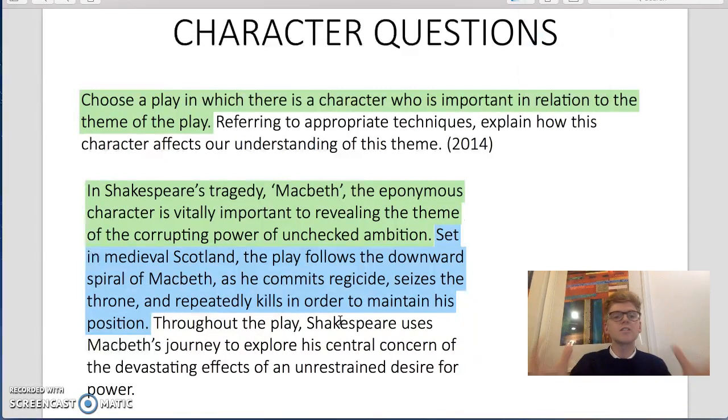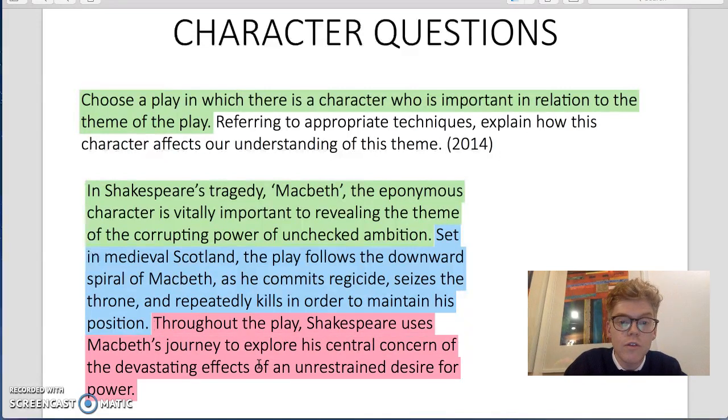Now, the third sentence is quite an interesting one for this particular introduction because we've already used our phrase that we've learned, corrupting power of unchecked ambition. So we kind of want another, just to say the same thing again, but if you say exactly the same thing again, then perhaps it looks a little bit awkward in terms of the expression. So I've gone for, throughout the play, Shakespeare uses Macbeth's journey to explore his central concern of the devastating effects of an unrestrained desire for power, which is basically another way of saying the corrupting power of unchecked ambition.